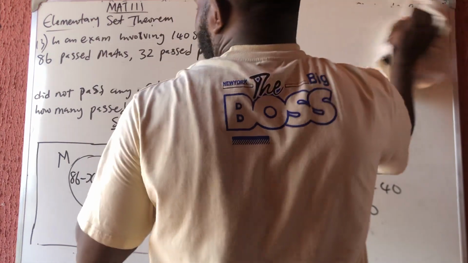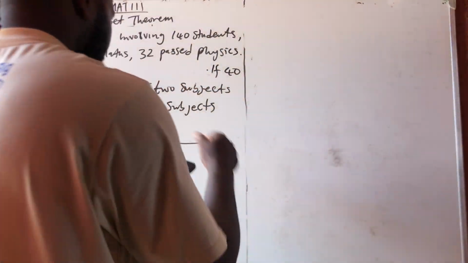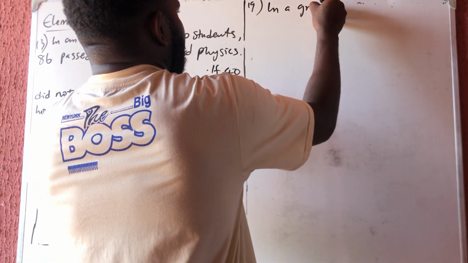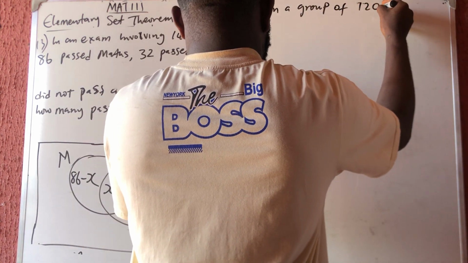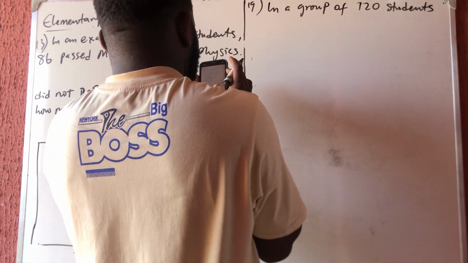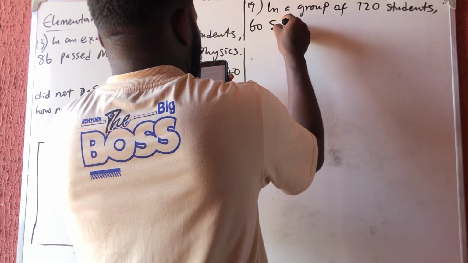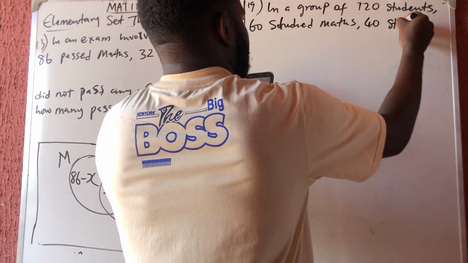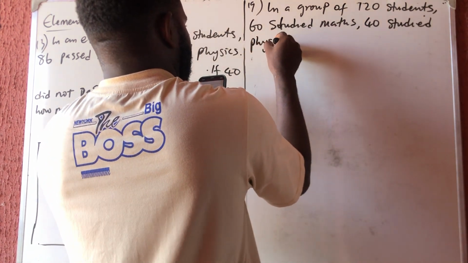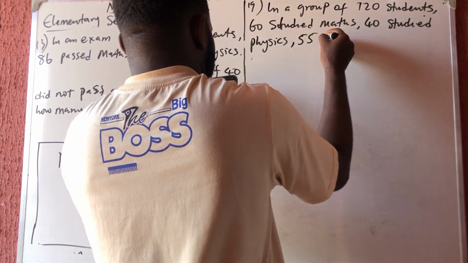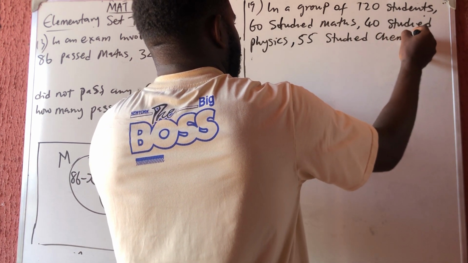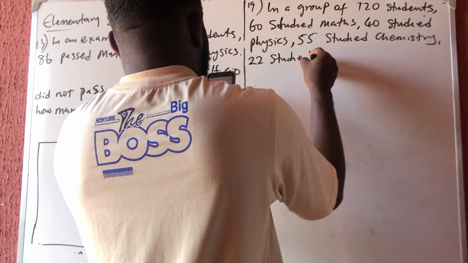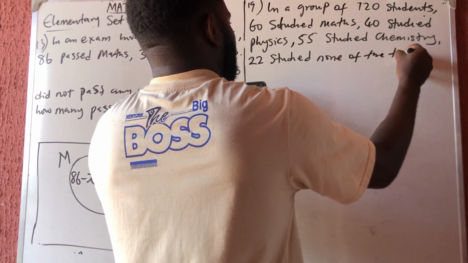All right. So we move to the next one. Question number 19. Question number 19 said, in a group of 120 students, 60 studied maths, 40 studied physics, 55 studied chemistry, 22 studied none of the 3 subjects.